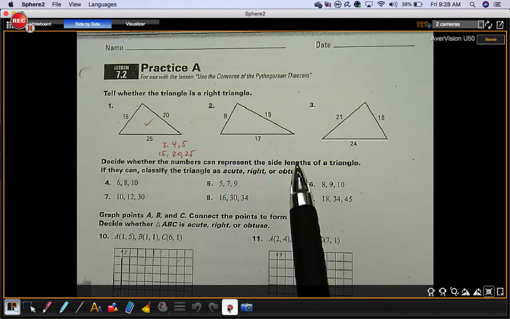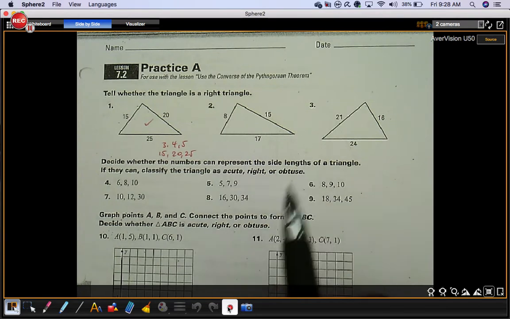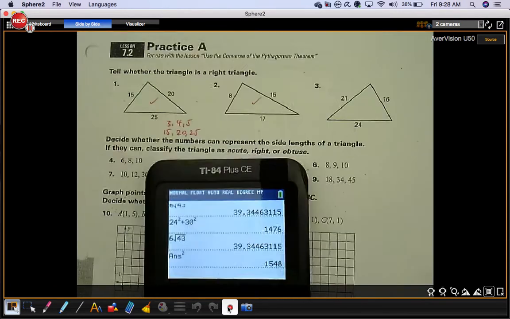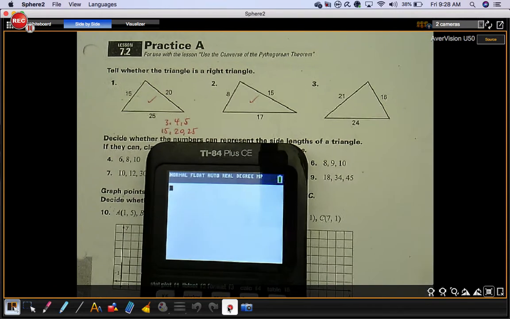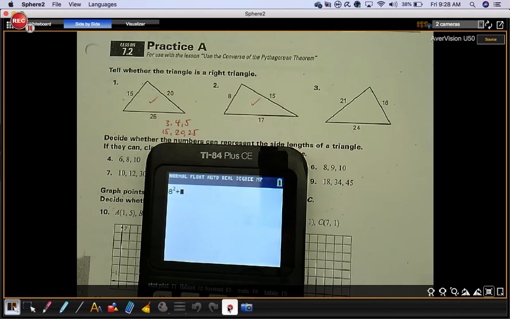8, 15, 17. That's a triple. It's a right triangle. Now, the math that's involved in that, if you aren't aware of your triples, you should be at this point. But 8 squared plus 15 squared gives you 289. And notice how 17 squared is the same thing. That's how you know it's a right triangle.